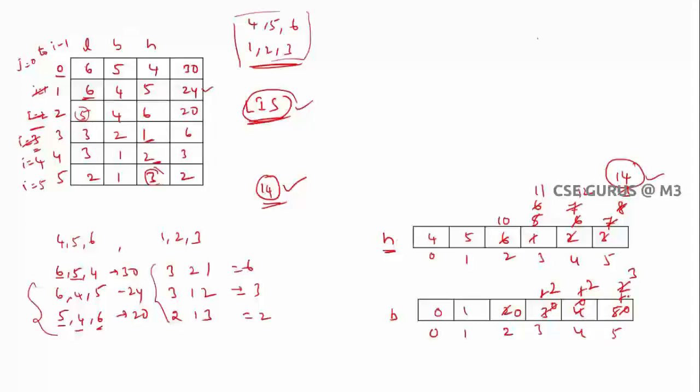What is the value here? You have 3 there. Go to 3. What is that? 3, 2, 1. So just write 3, 2, 1 here. Then go to index 3. What is the value inside? 2 here. Go to 2.